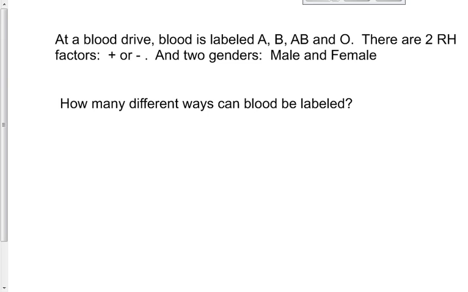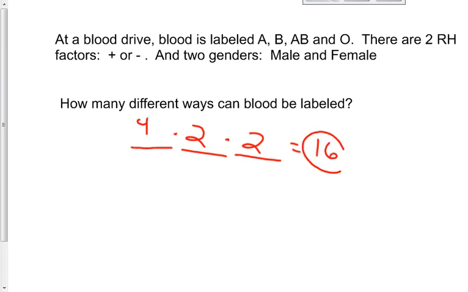Well, in this particular situation, we've got 3 things that we're talking about. We've got the blood itself, how it's labeled, so that's my first choice. I've got the RH factor, that's my second choice, or my second category, and then I've got the male or female piece, and that will be my third category. So how many different ways can we label the blood? Well, our blood is labeled A, B, AB, and O, that's 4. 2 RH factors, and 2 sexes, male and female. So my total, 4 times 2 times 2, 8 times 2, I've got 16 different ways that we could label our blood.